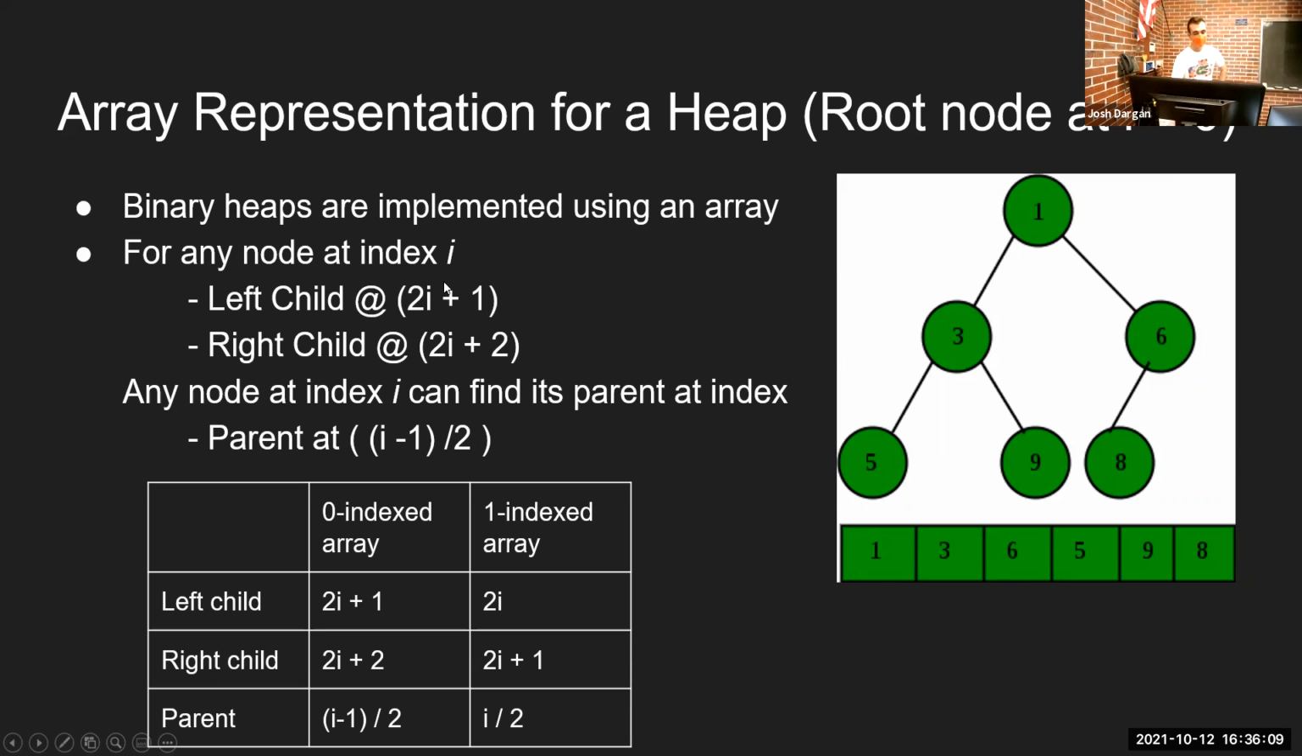So yeah, I would make sure to definitely know how to find the left child and the right child, with the formula of 2 times the index plus 1 to find the left child, the right child being 2 times the index plus 2, and then the parent being at the floor of i minus 1 divided by 2. So any questions about this?